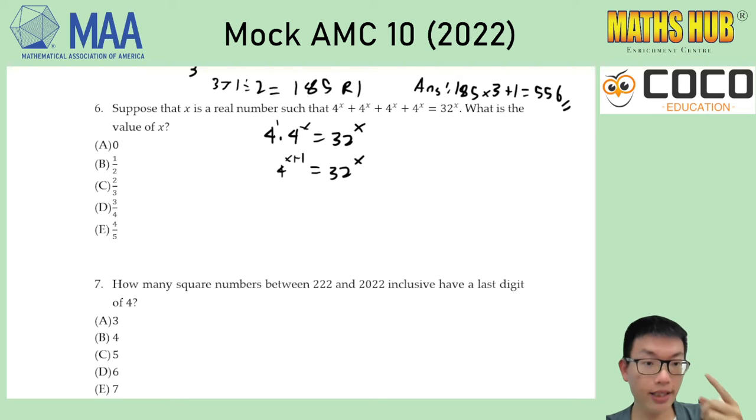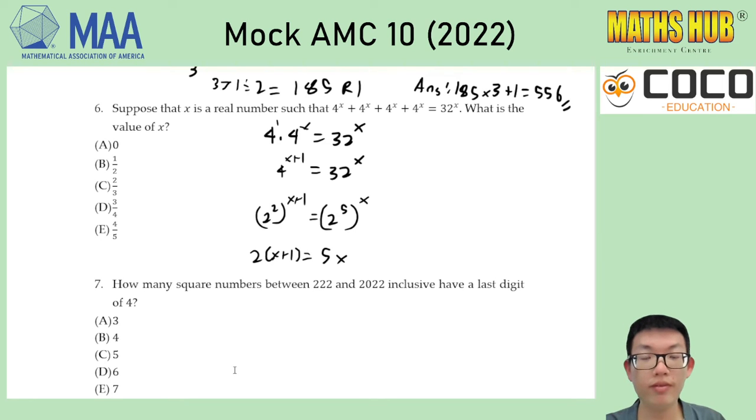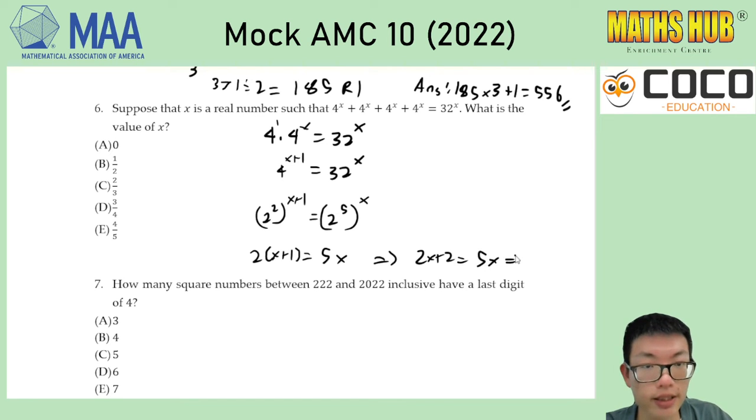Now realize that here both of these are powers of 2, so I can write this as 2 squared and 2 to the power of 5, and so 2 to the power of 2(x plus 1) equals 2 to the power of 5x. Right? Our indices rules allow us to just say that our exponents get multiplied, 2 times x plus 1 and 5 times x. So 2x plus 2 equals 5x, and 3x equals 2, x equals 2/3.